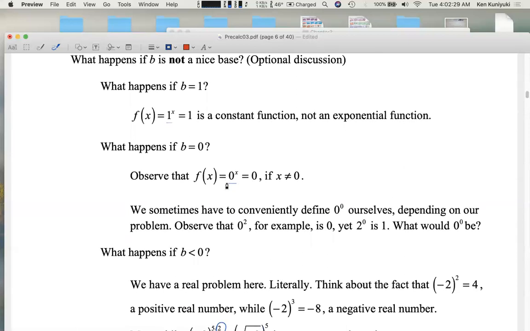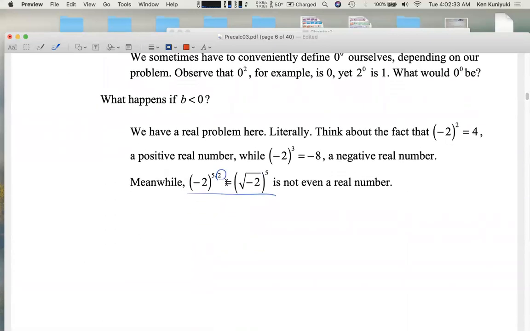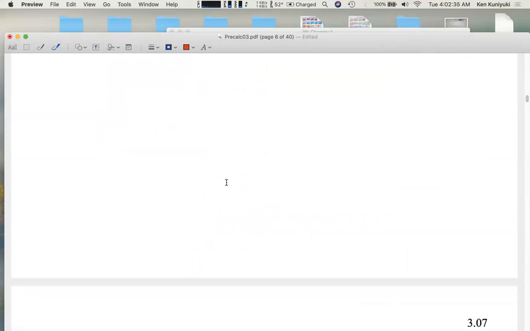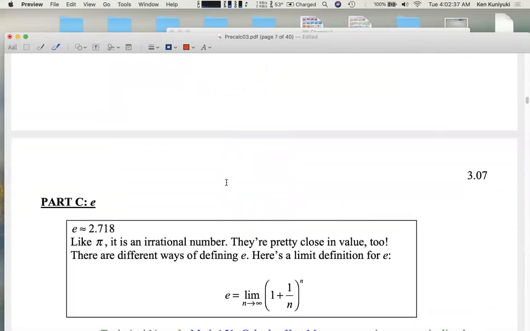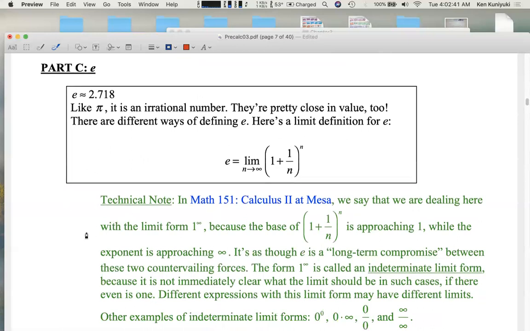Now, there is a base that we absolutely love. Our favorite base is represented by a letter. Its name is E. E is, of course, the 5th letter of the alphabet, but it's also a number. E represents a number. It's about 2.718. Both E and pi are pretty close to 3. And like pi, E is also an irrational number.